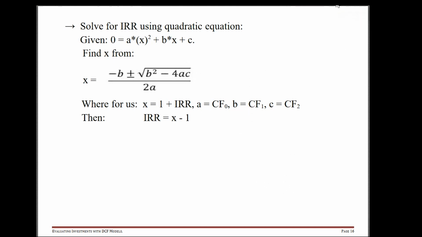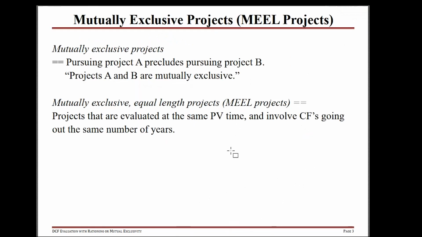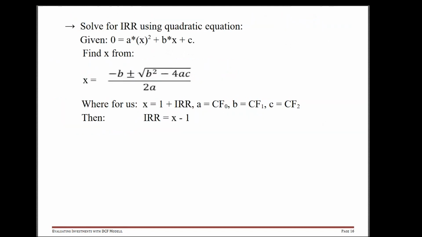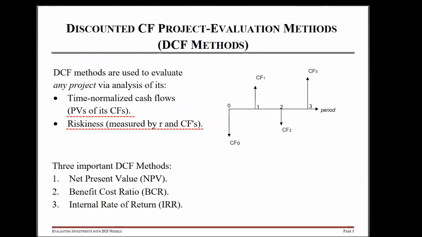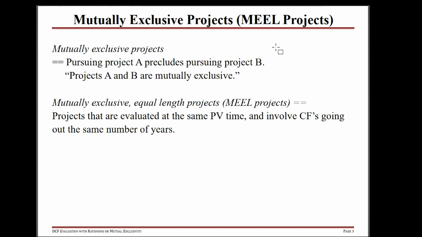So let's move on now to handout 11B. Handout 11B had a small number of topics, basically 3 topics in it. The first one is mutually exclusive projects. Remember, I did promise you in 11A that we would soon look at different assumptions other than independent projects. We're doing that now in 11B. We're looking at mutually exclusive projects. We're going to look at limited budget projects.